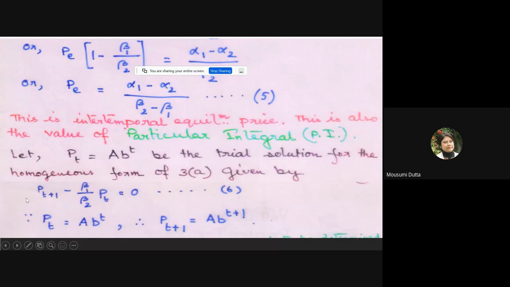Equation 6 can be rewritten as AB to the power t plus 1 minus beta 1 by beta 2 AB to the power t is equal to 0. Everybody got it? Yes, ma'am. Can you please repeat?